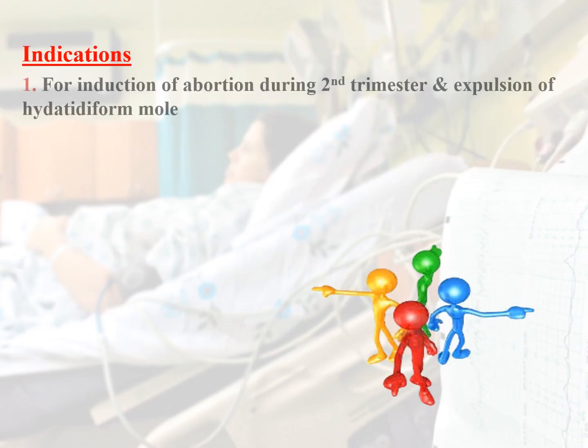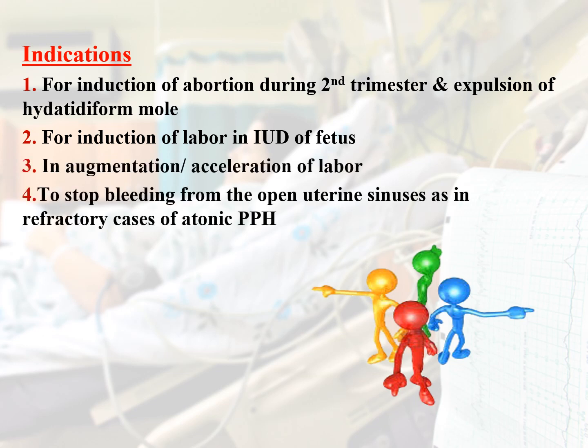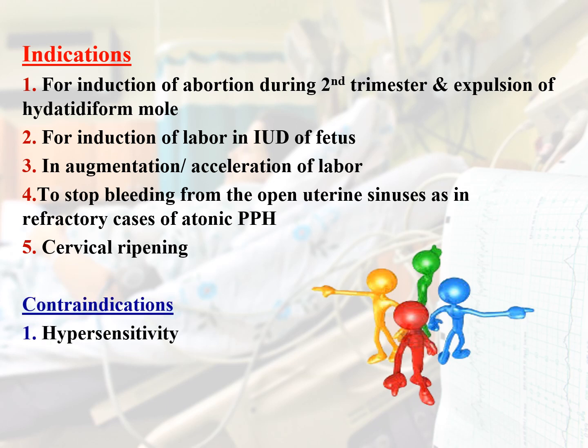The indications of this medication is used for induction of abortion during the second trimester and expulsion of hydatidiform mole, for induction of labor in IUD or fetus, in augmentation and acceleration of labor, to stop bleeding from the open uterine sinuses as in refractory cases of atonic PPH, cervical ripening. The contraindications are hypersensitivity, uterine fibroids, cervical stenosis, and PID.